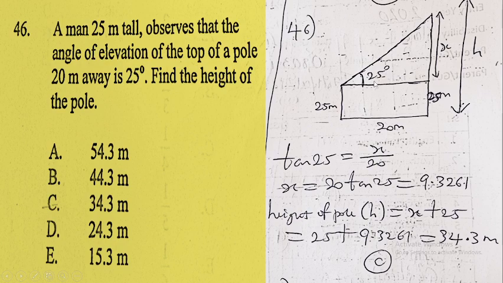Now from this right angle triangle, we can find this side using opposite over adjacent, which is tan. tan 25 is equal to s over 20. If you cross multiply, s will be 20 tan 25, and that will give us 9.3261. So if this side is 9.3261, then we can add it to 25, and that will give us the height of the pole. So that's 25 plus 9.3261, and that will give us 34.3 meters approximately to one decimal place. And option C is the correct option there.